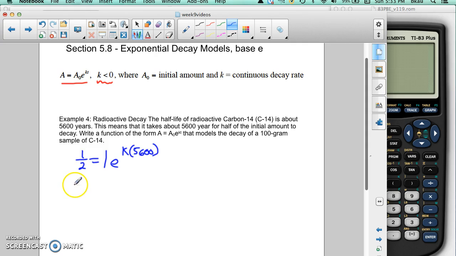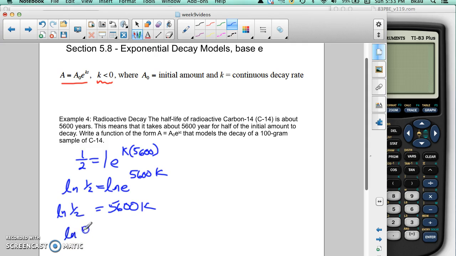Alright, so in solving I need to take the ln of both sides, because I would want to use the function that's the inverse of e. So these are inverses again, so we're just going to get 5,600k equals ln of 1/2. So we're going to take the ln of 1/2 and divide it by 5,600 to get k.